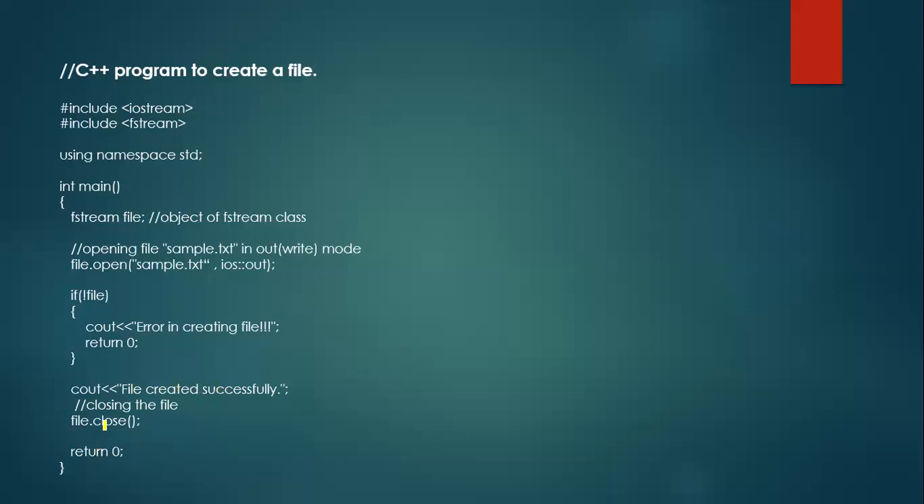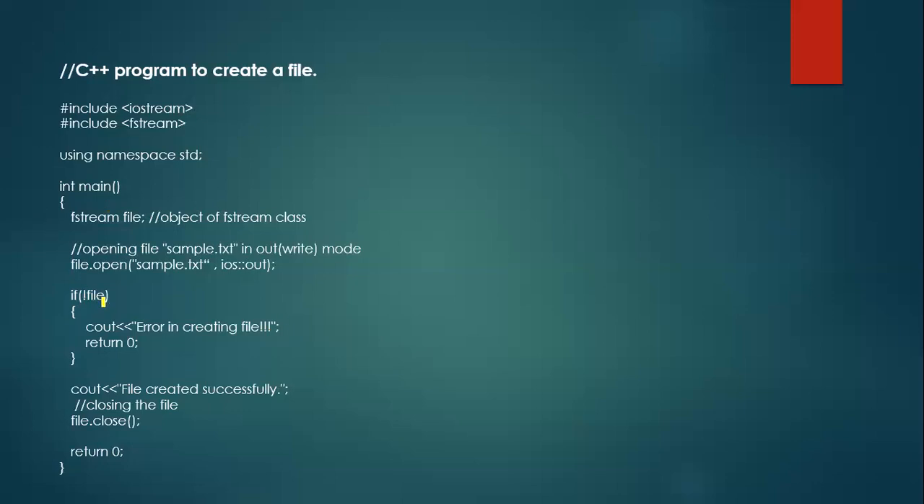And obviously when the file is not open, it will not be closed. So in this way, with this code, we can create and open the file and check whether the file is opened or not. If there is any type of error in file opening, then this condition will test the file object and will return an error in creation.